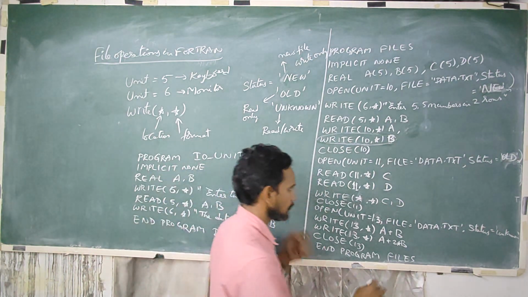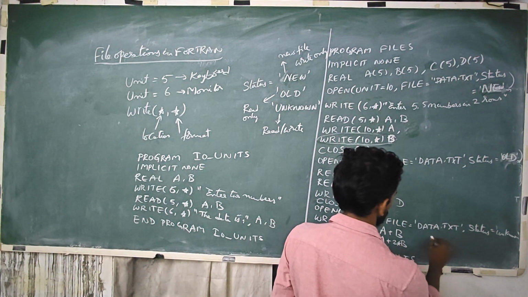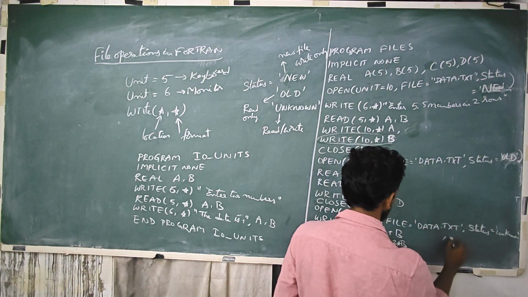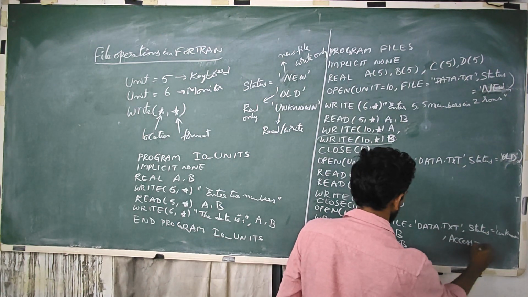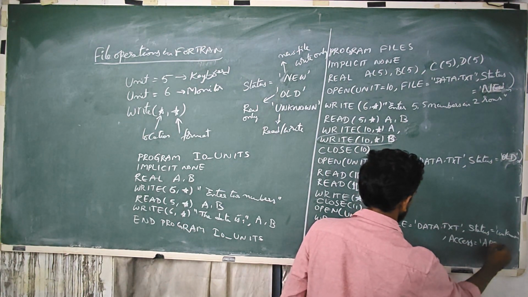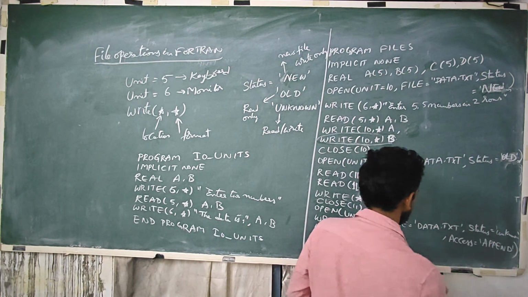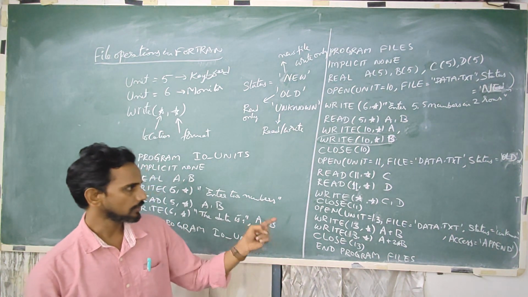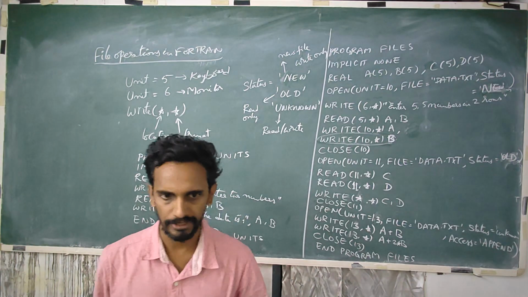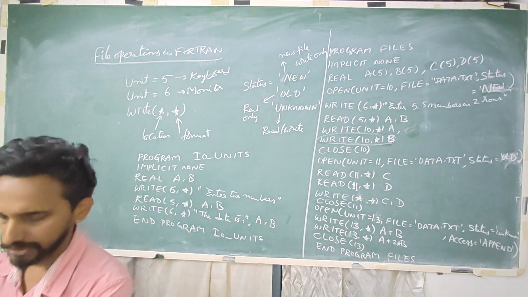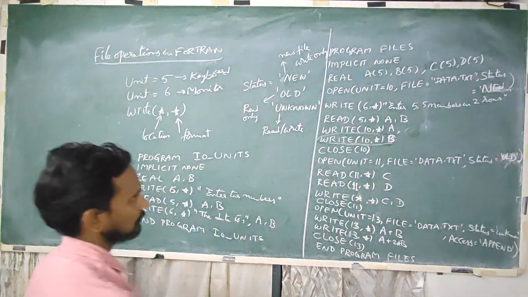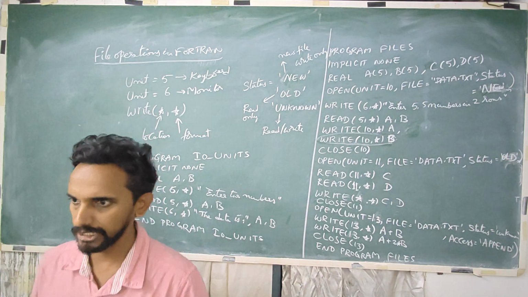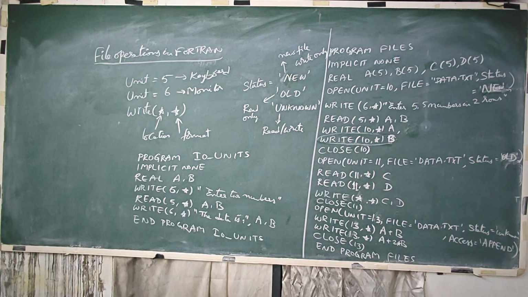So to avoid that, you need to give an additional flag that after status unknown, you have to add one more, access is equal to append. So unit number, file name, status unknown, access append. Then the existing data will remain as it is, and whatever you are trying to write will be added at the end of the file, end of the existing data.